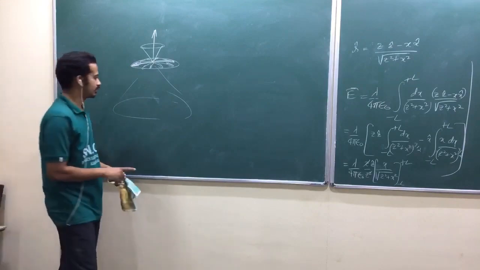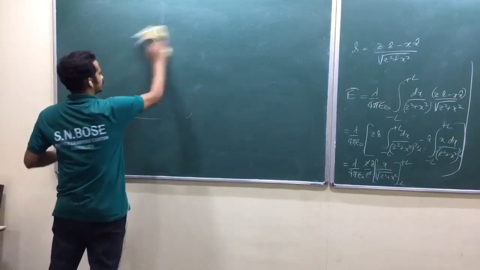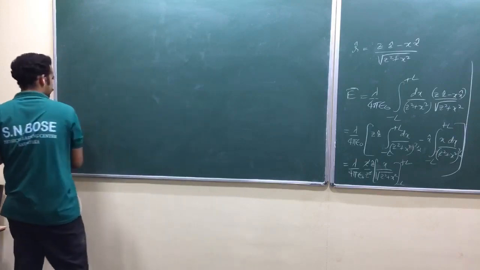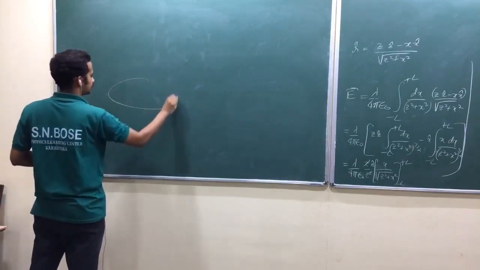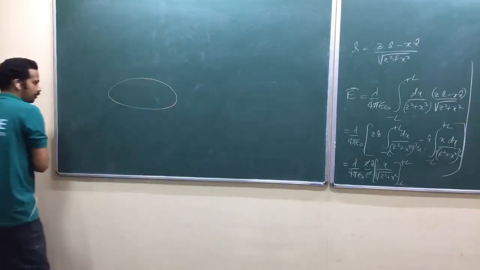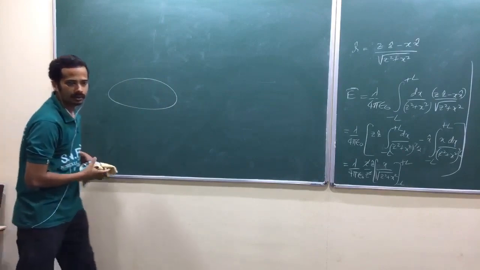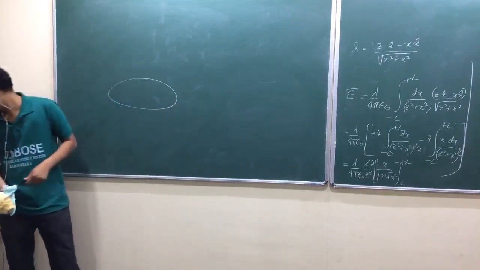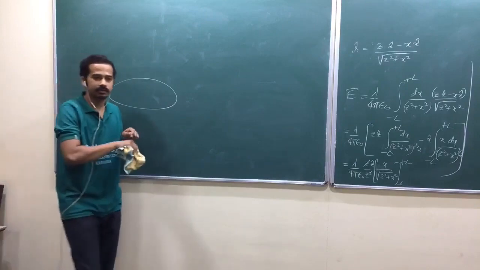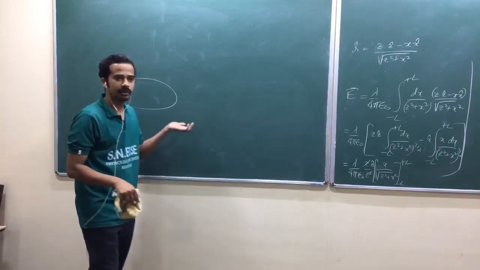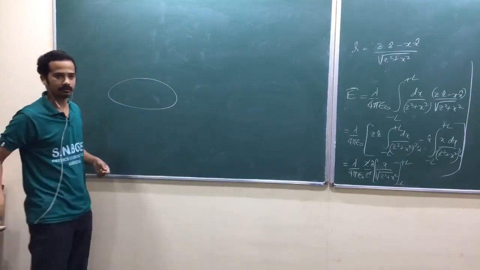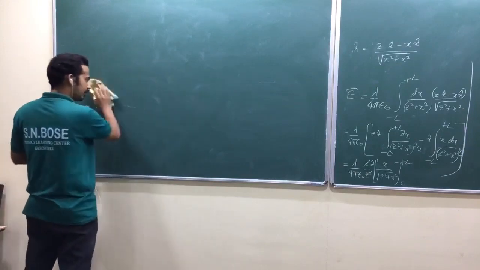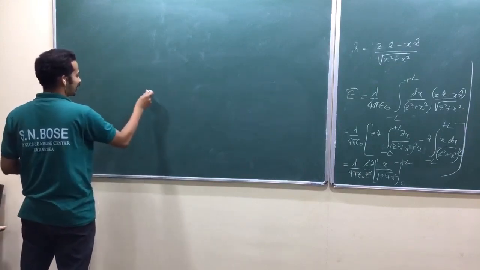Shall I go for the disk? Here what he will do in this problem is, I think he will take a ring and he will again integrate to make it a disk. Okay, let me do it in a different way. Anyway, you will see the solution manual, isn't it?